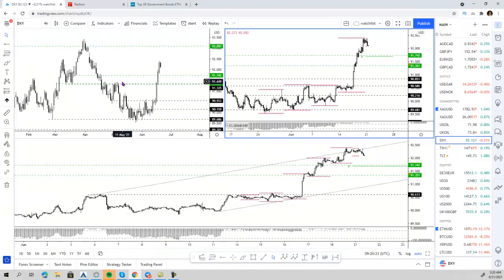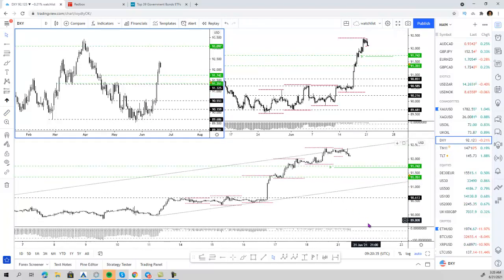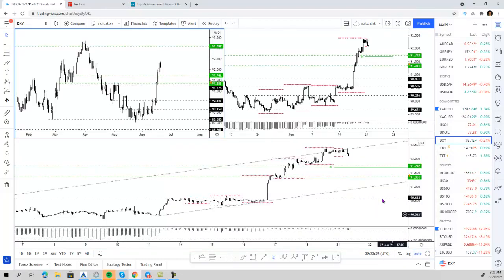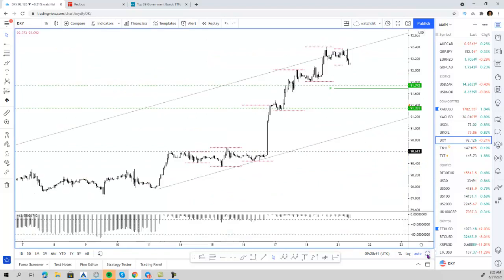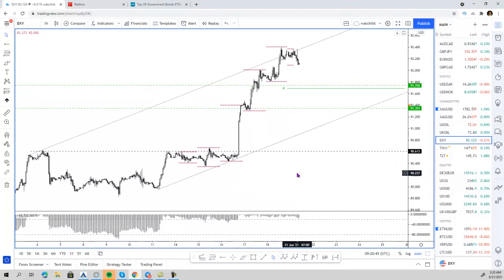So let's have a look at the DXY. The DXY, insane run, right? Since last Thursday, we are up 2.12% from high to low. Today, we are down 0.21% on the US dollar, the DXY. I want to show you the hourly on the DXY because I think it's important to understand the structure that this market is trading in.